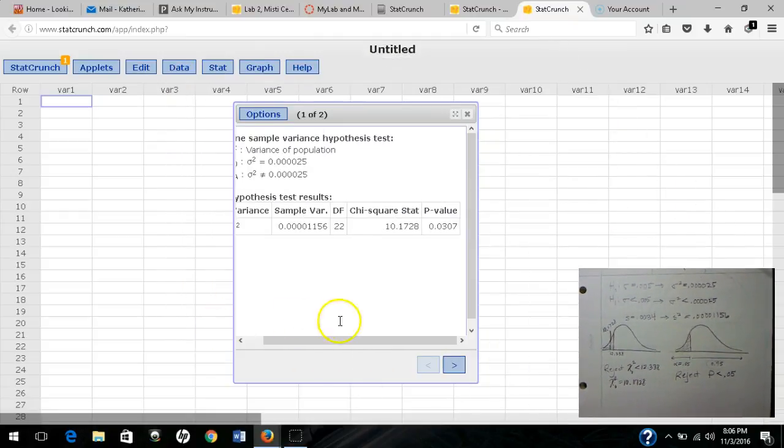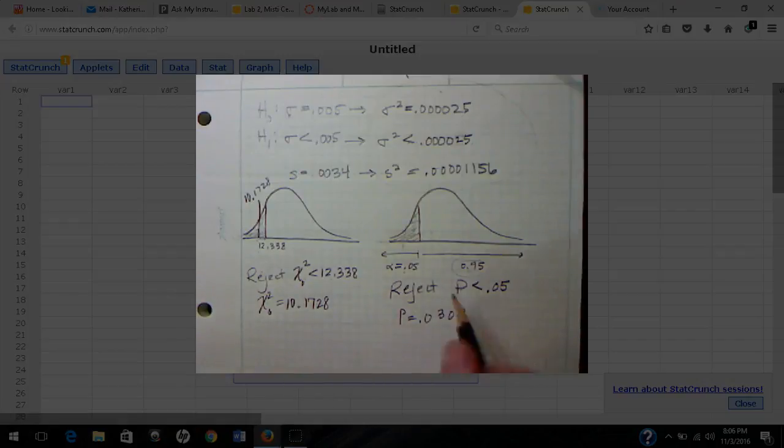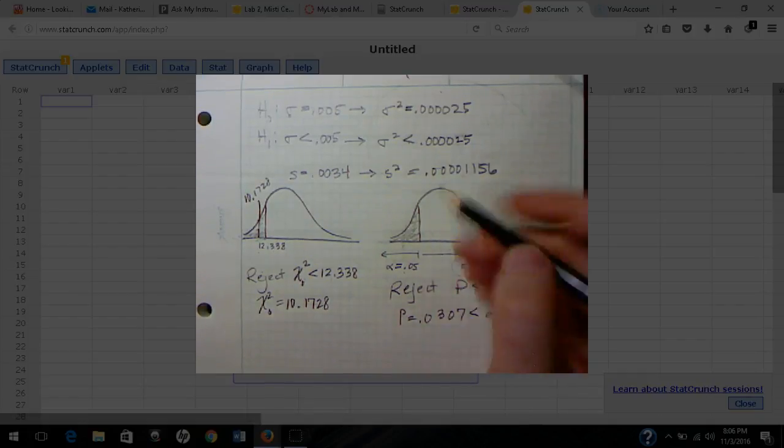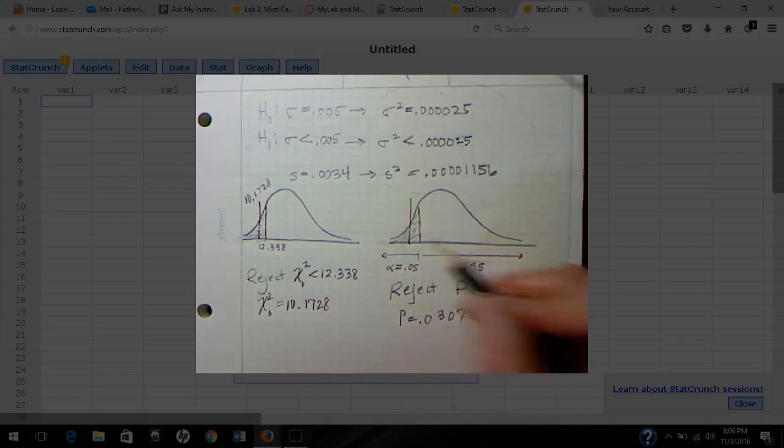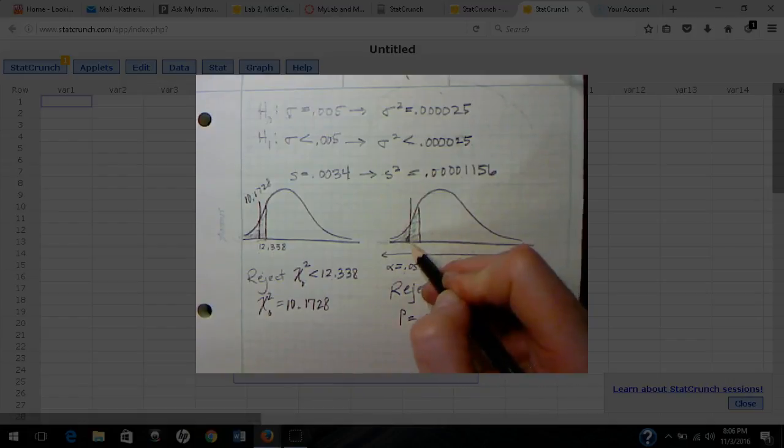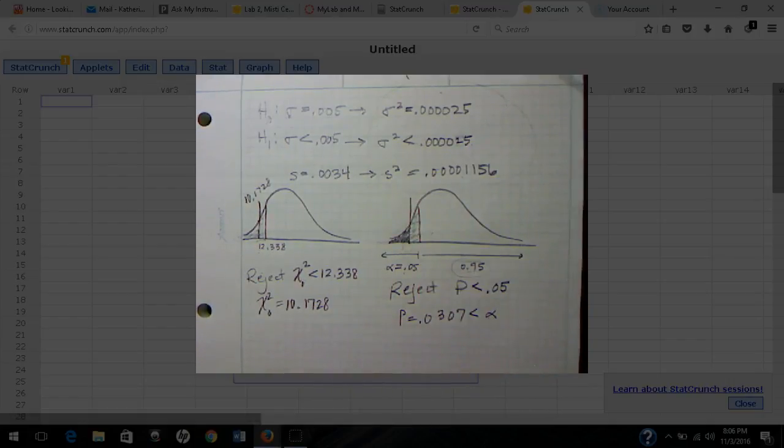Likewise, what we find out is that the p-value is 0.0307, so I'm going to write that down real quick. P equals 0.0307. Go back to my webcam. So the p-value 0.0307 is in fact less than alpha. It's less than the 0.05. What that means is that here's our p-value. The area in the tail is smaller than alpha, which means that our test statistic must be in the rejection region in order to cut off a smaller tail area.